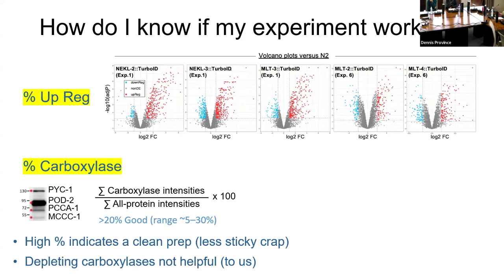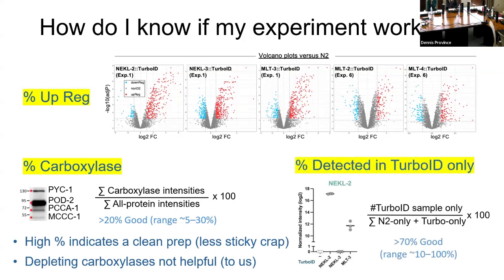In fact, I think it's nice to have them there because it tells you something about the quality of your prep. The other thing is proteins detected in TurboID only. So in other words, this example here: how many cases are there when we did these where we never saw it in N2, but we would detect it in our turbos? In theory, you should have some of those, and you should have very few that are detected only in N2, but not in your turbo, or only in the non-turbo.